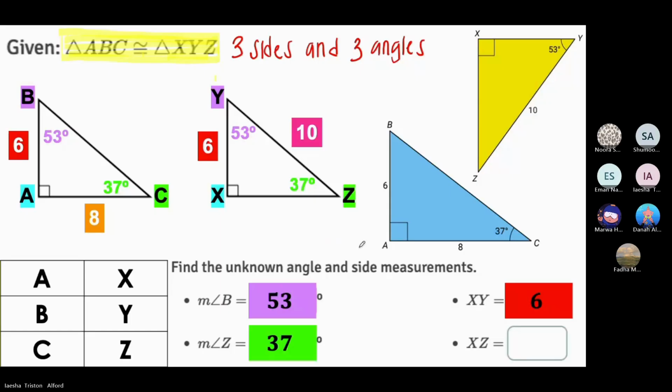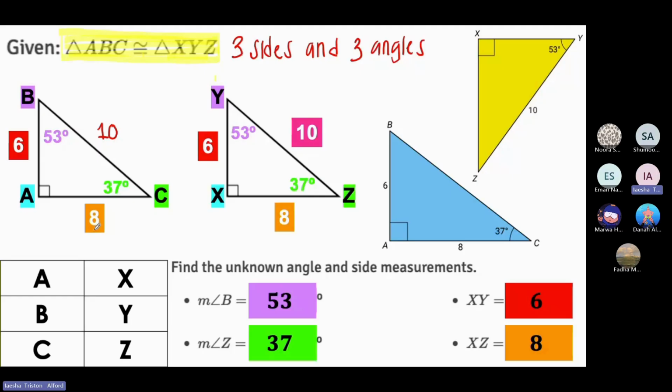X and Z? Should be 8. Well, if we want to know the number between B and C, what number should be there? 10. This is the meaning of congruent triangles. The 3 numbers inside are the same, and the 3 numbers outside are the same.